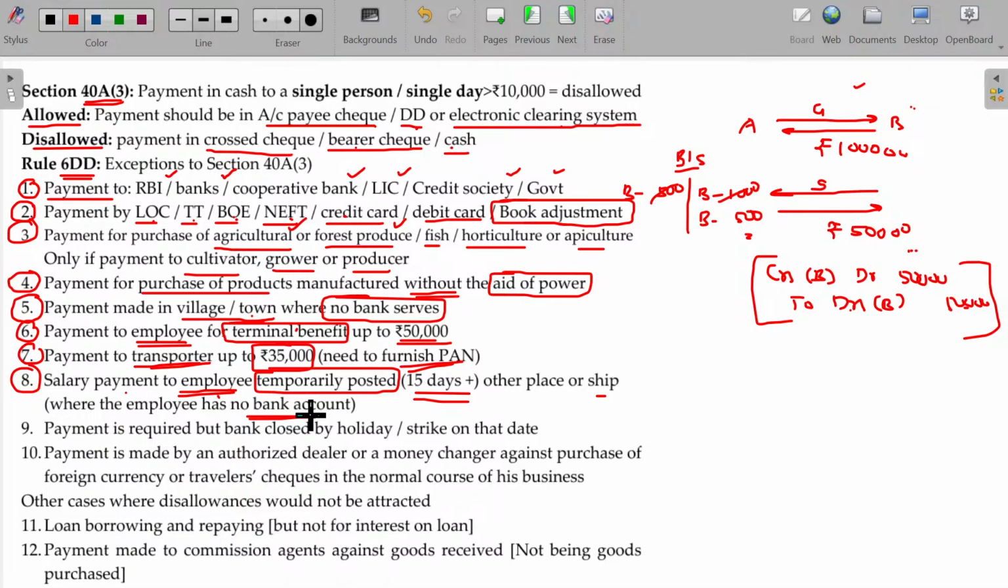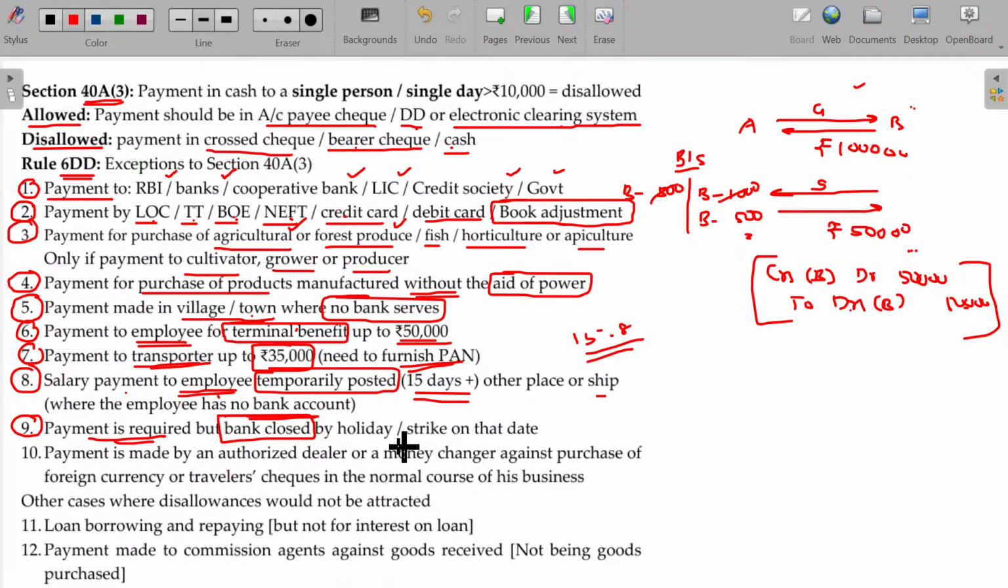But today, one bank, one nation. Wherever you go, you can withdraw. So this will now be least important, right? The eighth one is over. Ninth one: payment is required, but the bank is closed on a holiday. You have to make the payment on 15th August. 15th August is the deadline to settle the payment, but 15th August is a holiday.